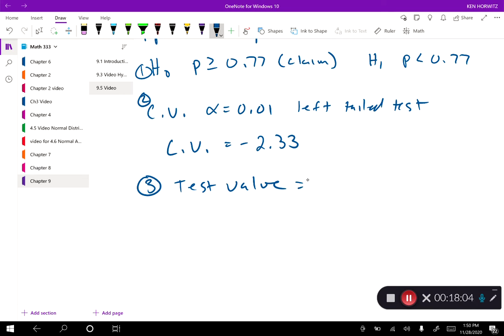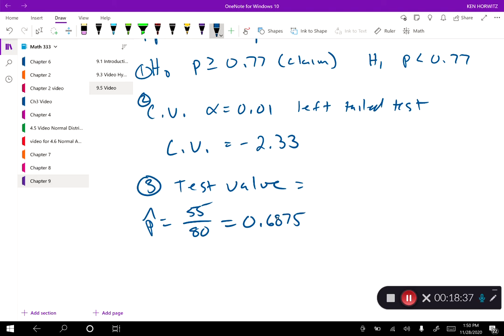All right, so my p hat, right, is out of 80 people, 55 were opposed. So my p hat is 0.6875. I'm going to keep as many of those decimal places as I can to try to get my z as good as I can get it.